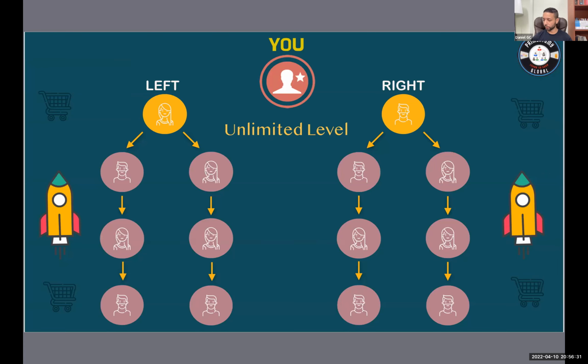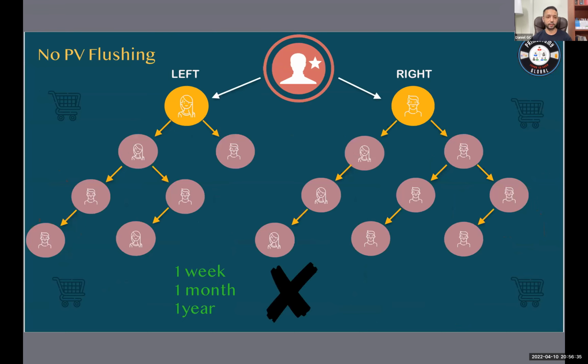Okay, so having said that, the next thing in our binary system is that, as most of you probably are aware, whenever we purchase any product, there are PVs. So every product has a PV. So whenever we buy any product, those PVs are added to our account. If you buy from your account, those PVs are added to your account.